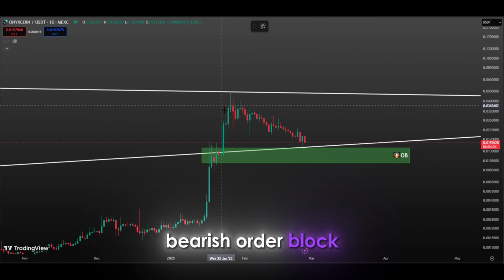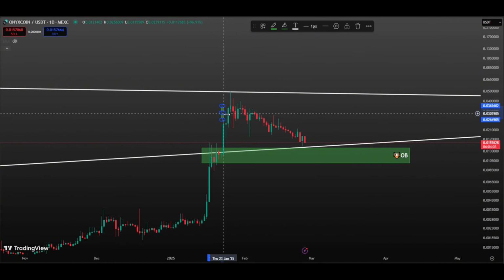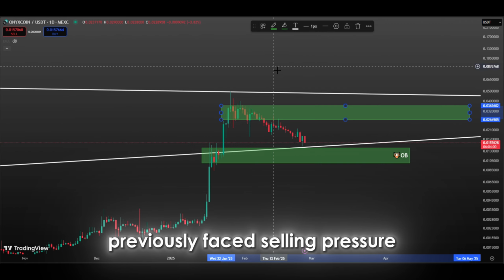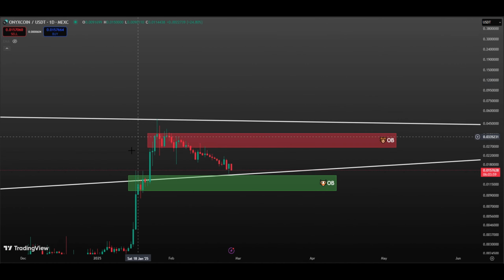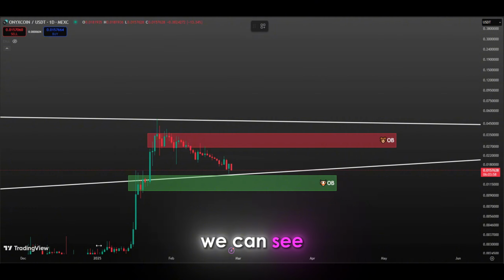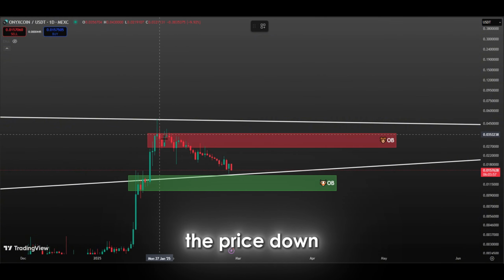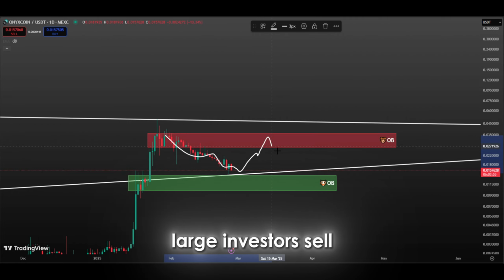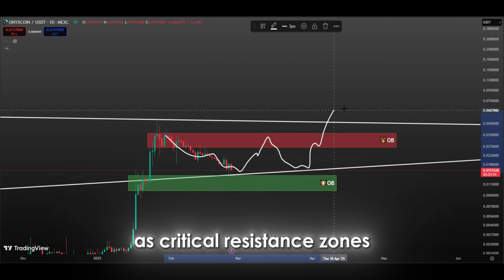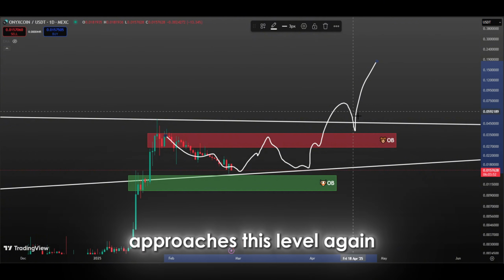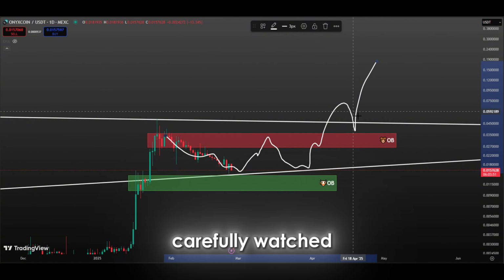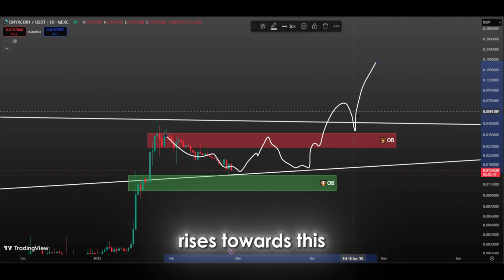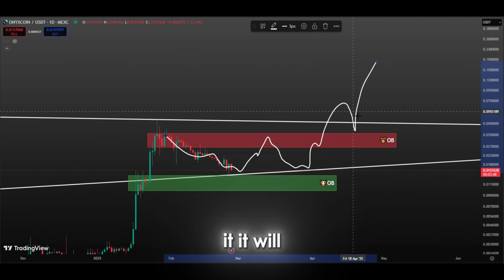And there is a strong bearish order block at the top on the chart. This area is notable as an area where the price previously faced selling pressure and moved down when it reached this area. When the price hits this area, we can see that sellers step in and push the price down. Since bear order blocks are usually the levels where large investors sell, such areas act as critical resistance zones. If the price approaches this level again, it should be carefully watched to see if selling pressure increases again. If the price rises towards this bear order block and can break it, it will look for a new high.